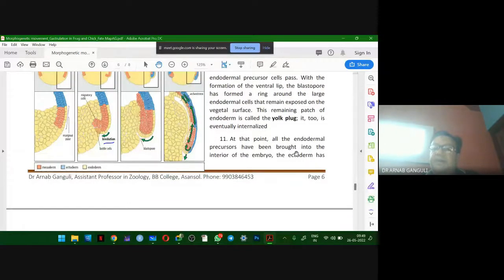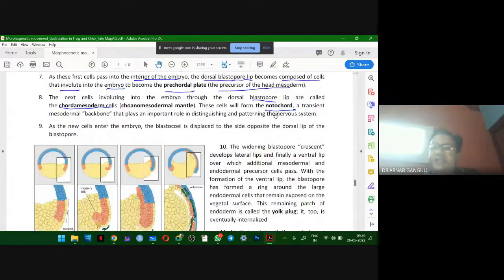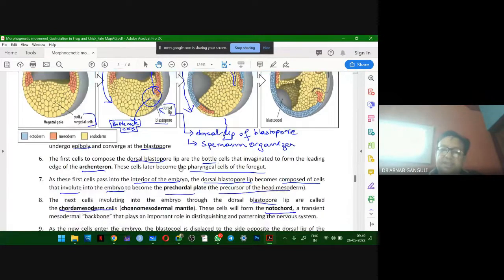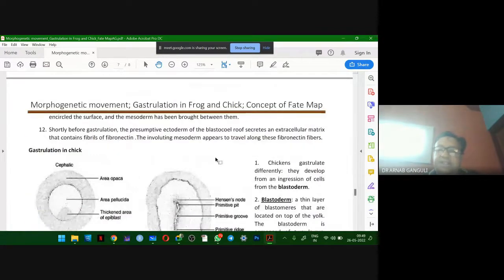At this point, once it goes inside, you will have ectoderm on top, mesoderm in the middle, and these cells at the bottom you see, they will become endodermal cells, not on the basis of color. Okay, so this is how gastrulation takes place in frog.